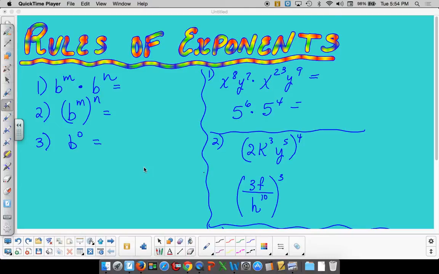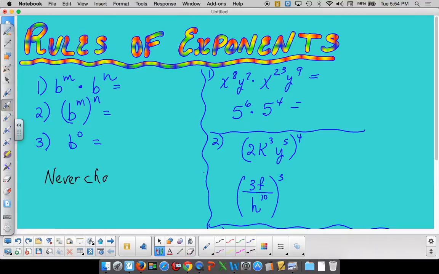Remember, the key factor to every one of these rules is you never change the base. You're only working with the exponents. The bases do not change. That's a key factor for doing all of these problems today, as well as when we get to working with the scientific notation problems as well.